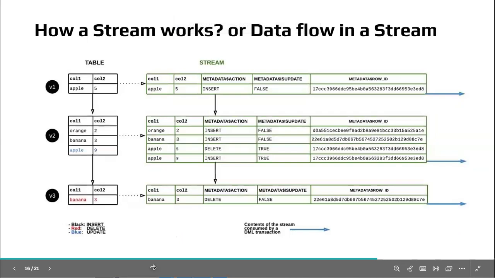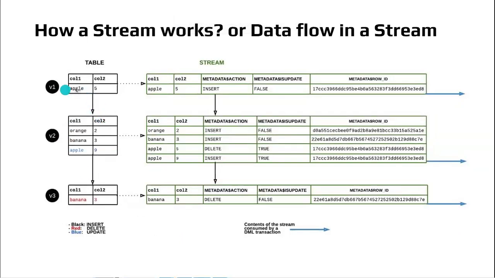So this is the actual table. I have inserted a record called Apple. In the stream table, it will be stored as Apple 5. In the action, it was inserted. It's not updating, right? That is the reason it's false. And this is the particular Apple ID. Now I have inserted more records. I have inserted orange, banana, and then I have deleted the apple. So you can see orange and banana are inserted and apple got deleted.